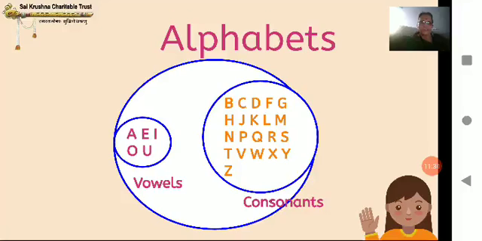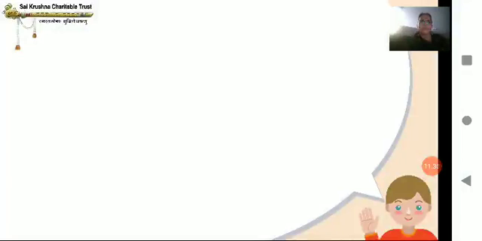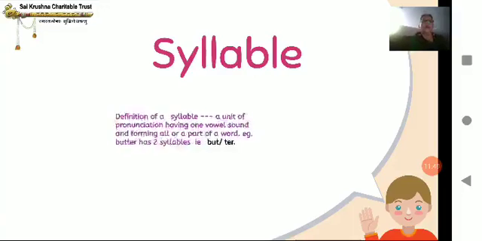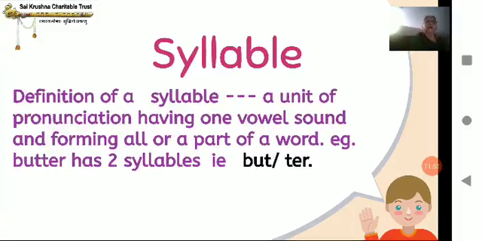Have you all understood that? Yes. Now we will see how you have to understand the meaning of the word syllable. Syllable, because we'll be using this word frequently, it's better you understand the meaning. A unit of pronunciation having one vowel sound and forming all or a part of the word.